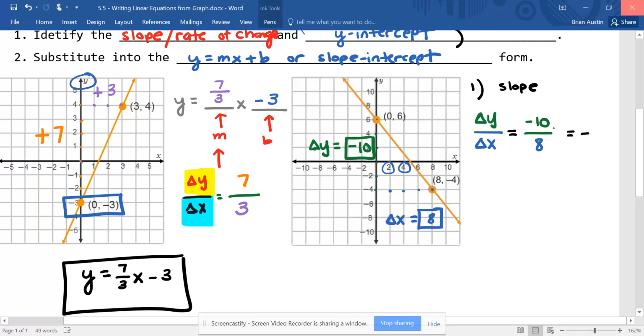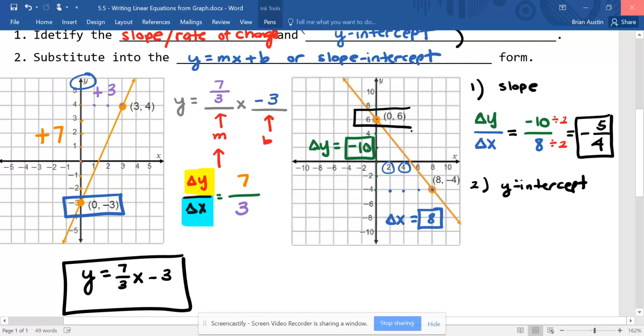Now we can reduce this fraction a little bit by dividing by 2. Okay, if we do that, we're going to get negative 10 divided by 2 is 5. 8 divided by 2 is 4. And there's our final slope there, negative 5 over 4. Okay, last key component of the equation we need is the y-intercept. That should be pretty easy. That is going to be up here at 0, 6. So our b value is 6.